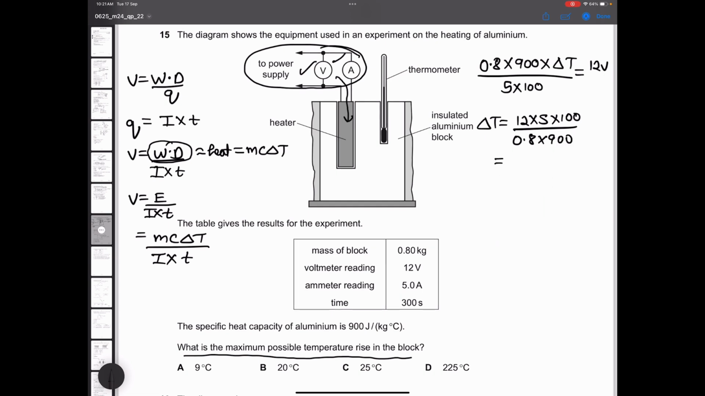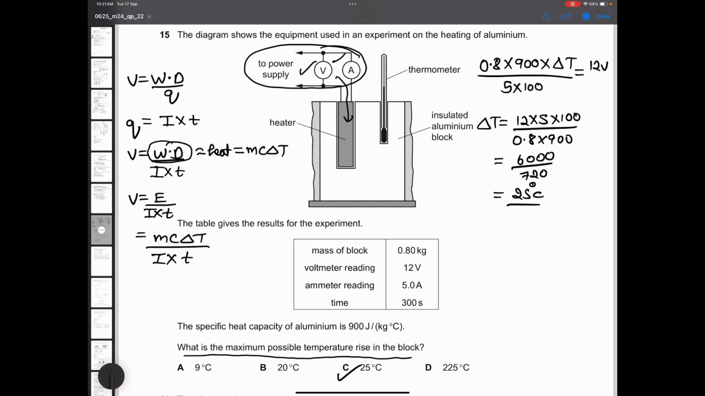Now, let's try to solve this. So 1200 times 5 will be 6000, and 0.8 times 900 will be 720. Now 6000 over 720 is directly coming out to be 25 degrees Celsius. So our correct answer is C. This is one of the good questions.